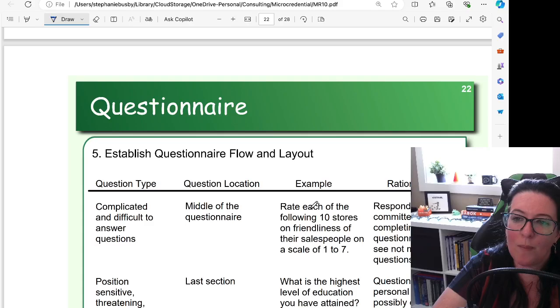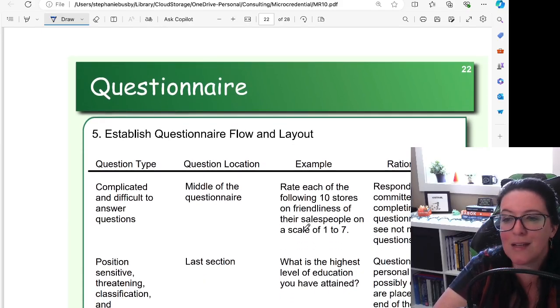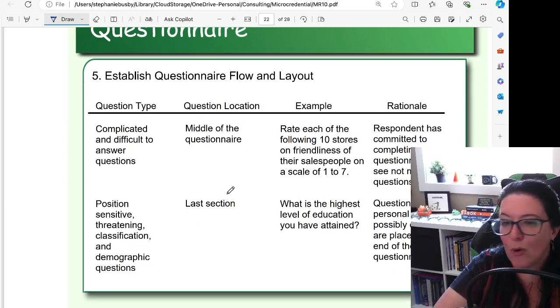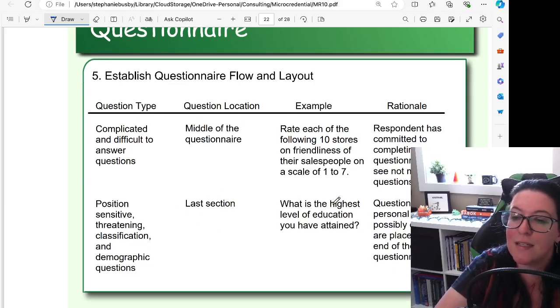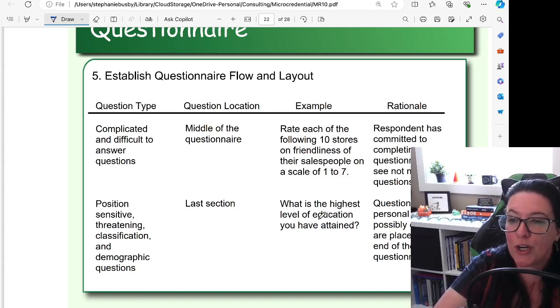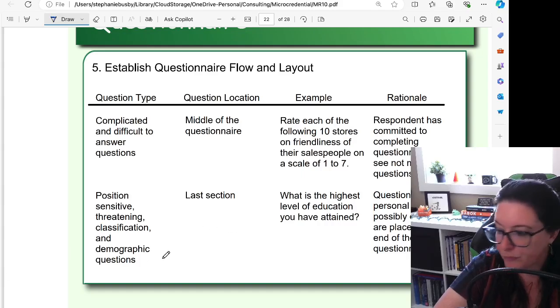Questions that are more complicated take more time. Maybe we're having them actually do some ranking. The ones that take more effort and thought to fill out go next. Open-ended go after that. And then we get to the more sensitive questions towards the end, followed by the demographic questions at the very end, which are used to then see if any of these questions have differences based on the groups that they belong to.